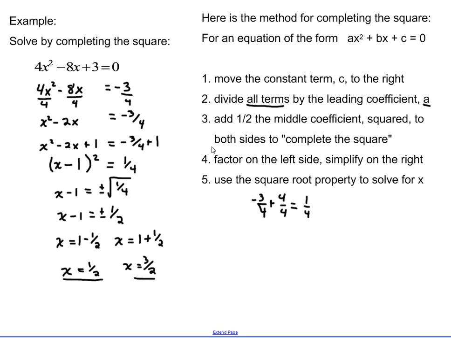So the method of completing the square means that we do all of these things. Some of the key terms: moving the constant to the right so we have a nice constant term, dividing all terms by the leading coefficient, and then finally adding 1/2 of the middle term squared, after the leading coefficient is 1, to both sides to complete the square. After that, we can use the square root property to solve for x directly. Okay, so more examples coming up in the next video.